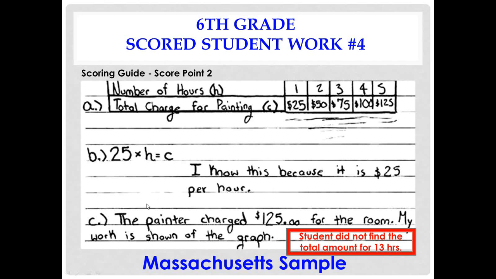Okay? And Part C is the student explaining the painter charged $125 for the room. My work is shown on the graph. Which they misunderstood that the painter took 13 hours and not 5 hours in order to complete the room. And they, instead of charging $125, they should have calculated $345.